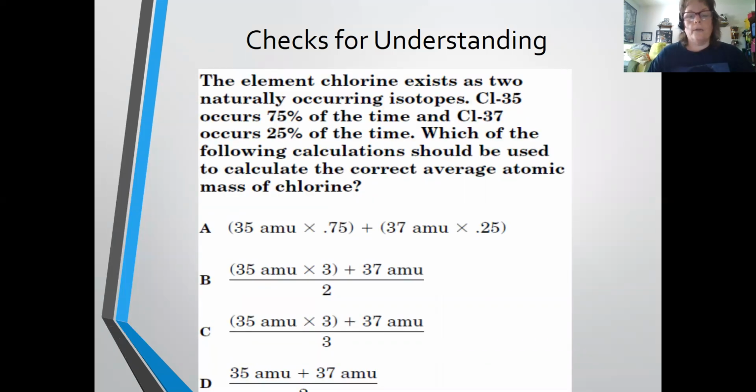Next one, the element chlorine exists as 2 naturally occurring isotopes, Cl35, which occurs 75% of the time, and Cl37, which occurs 25% of the time. Which of the following calculations should be used to calculate the correct average atomic mass of chlorine? Same type of question. You're just trying to figure out which one would be the appropriate way to set it up. And hopefully you answered letter A would be the correct answer.